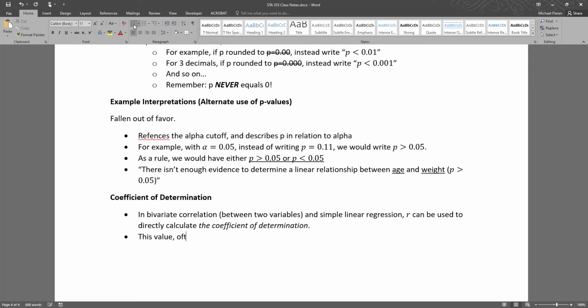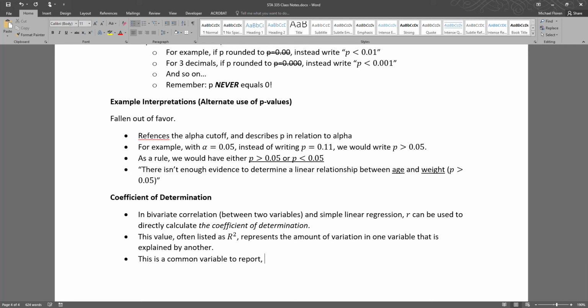This value, often listed as r squared, and frankly often just called r squared. We very rarely use the term coefficient of determination. You'll hear all the time as we talk about this quantity, people discussing r squared. It represents the amount of variation in one variable that is explained by another. This is a common variable to report in a whole ton of different statistics.